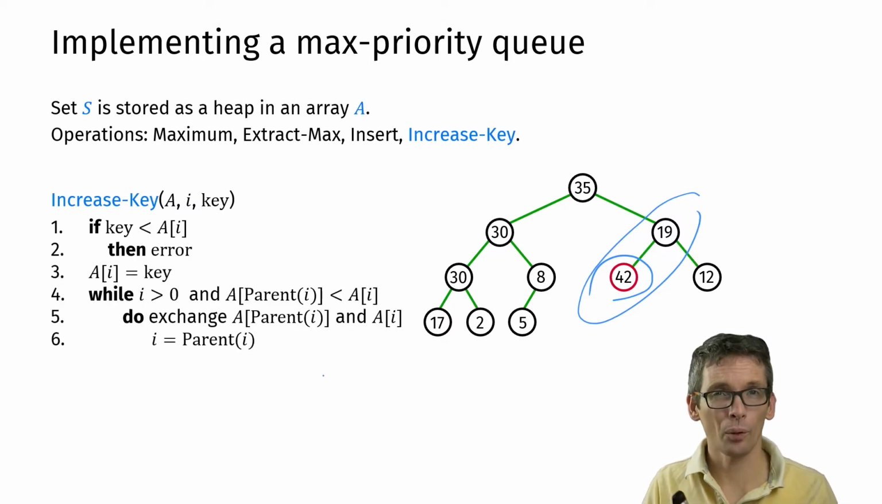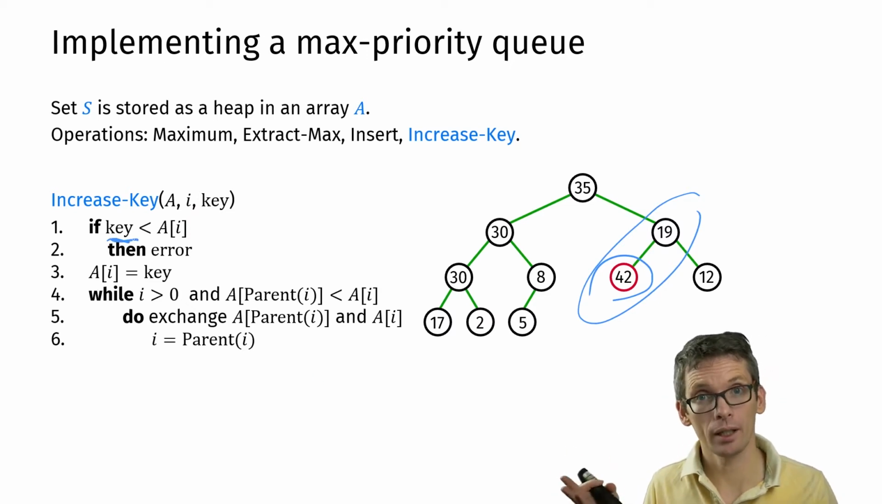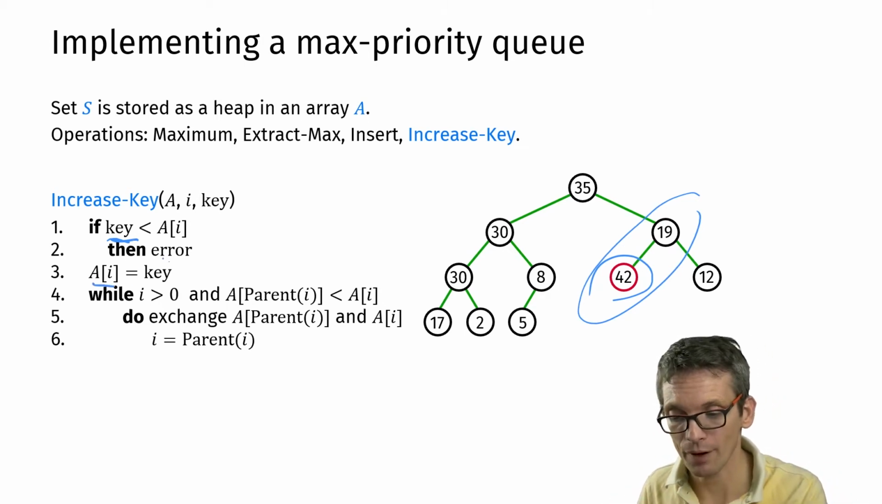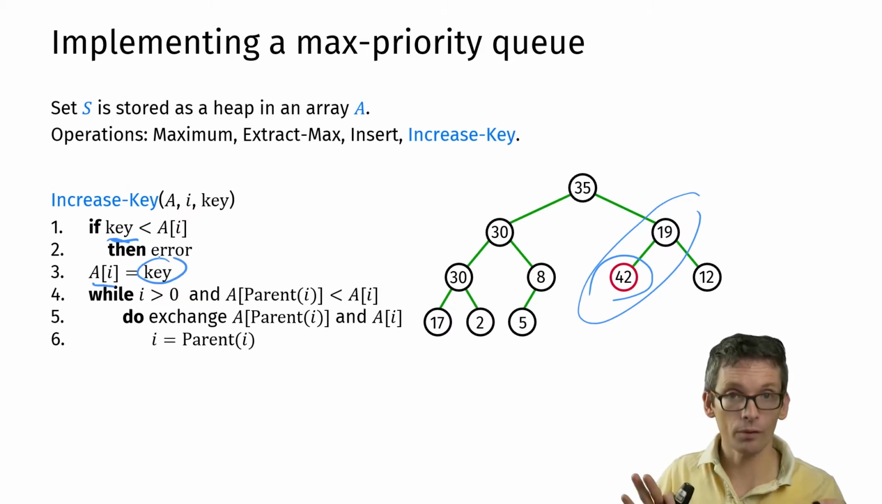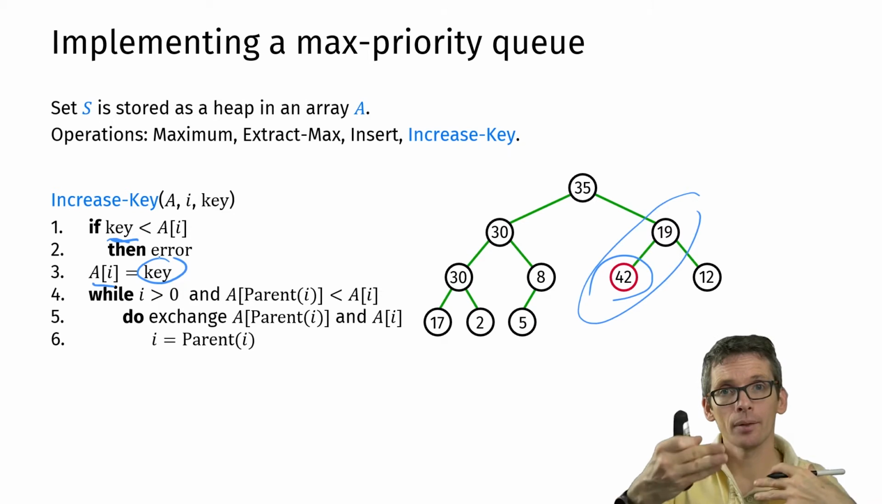So first of all, we want to increase key. If the new key that I have is smaller than my old key, then I'm going to return an error because we're not actually increasing a key. Otherwise, I'm going to set my value to the new key. So far, so good. And now I'm going to move it up until the max heap property holds.